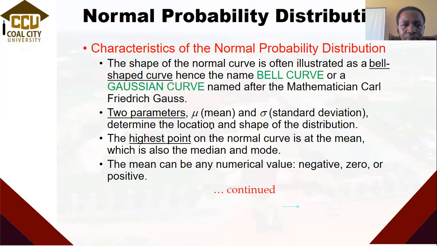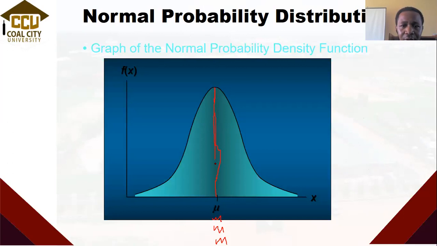It is also very important to note that in a normal distribution curve, the mean and the standard deviation are the most important parameters used to determine the location and the shape of the distribution. Also, the highest point on the normal curve is at the mean. Just like I explained earlier, this highest point is where you find your mean, your median, and your mode.